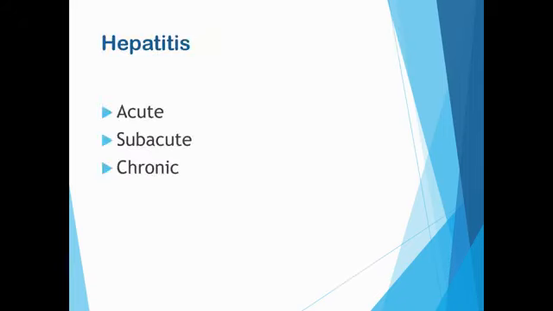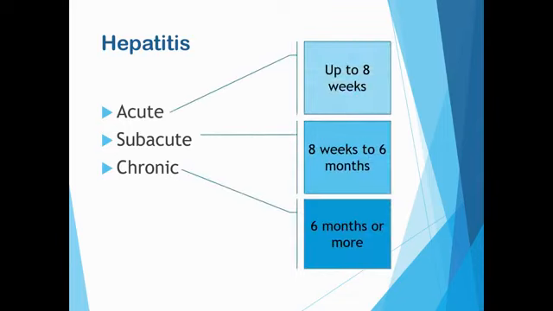Before entering into chronic liver disease, I want to mention that hepatitis can be acute, can be subacute, and can be chronic. If the duration is up to 8 weeks, we say this is acute hepatitis. If it is from 8 weeks to 6 months, then it is subacute hepatitis. And if it is more than 6 months, that is chronic hepatitis. And chronic hepatitis leads to chronic liver disease and ultimately to cirrhosis of liver.